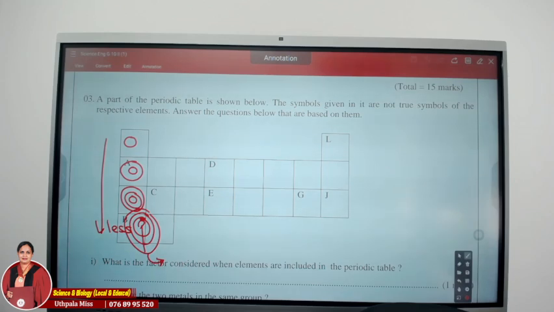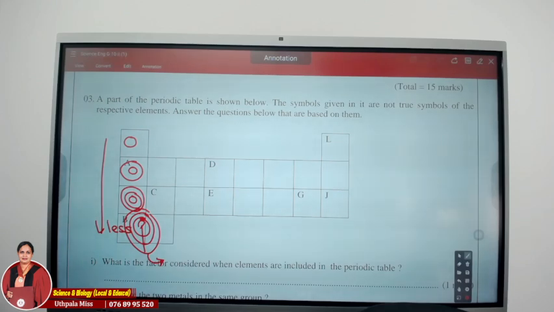So, for part 1, you have to say, yes, agree. Then the reason: since B has more energy levels than A, it is easy to remove an electron from B.